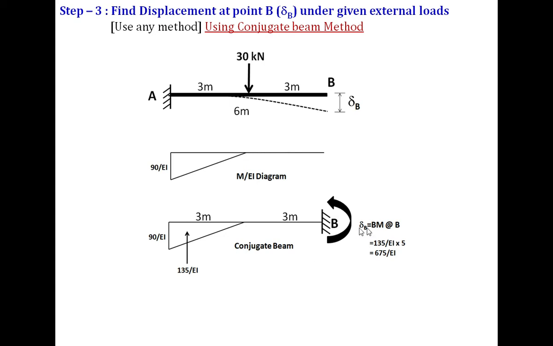So the bending moment at this point, delta B, is the bending moment at B as per the conjugate beam method, and which comes out to be 675 by EI. So we got the first answer, delta B, as 675 by EI.